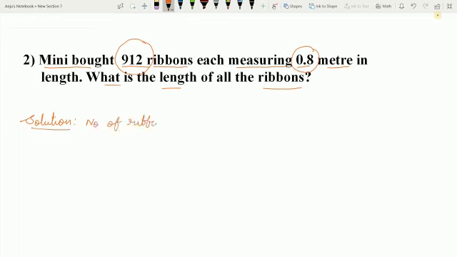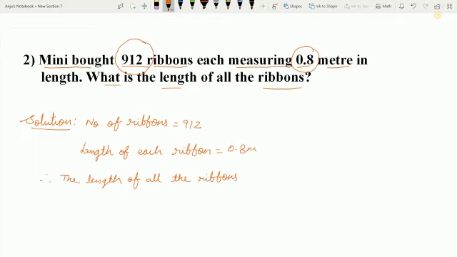Number of ribbons is equal to 912, and second statement, length of each ribbon is equal to 0.8 meter. Therefore, the length of all the ribbons is equal to 912 divided by 0.8. Students, here we have to divide a whole number by a decimal number. So, as I told you in the previous video, when we have to divide a whole number by a decimal number, first we convert the divisor into a whole number.